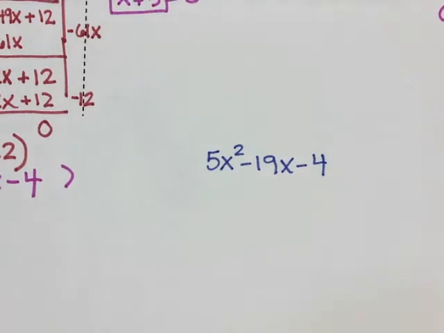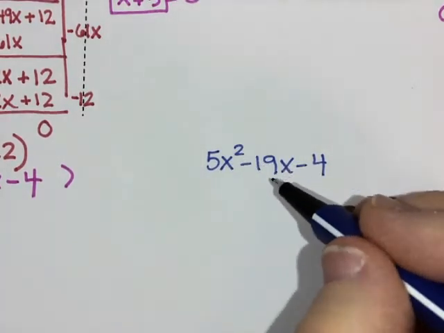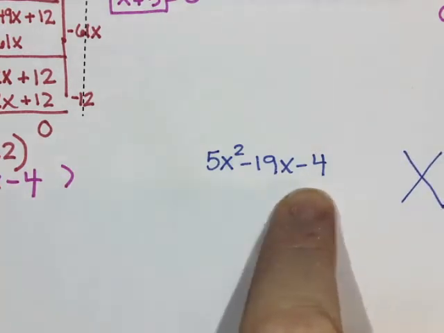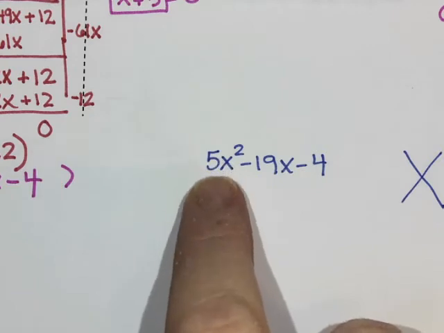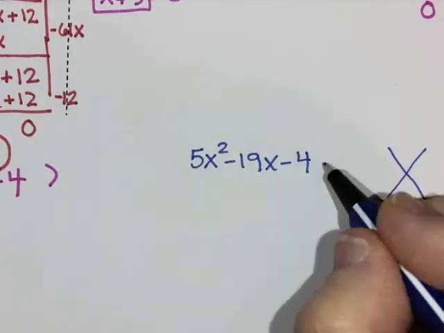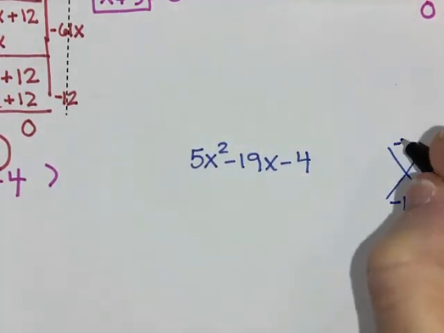It has 3 terms, follows the pattern x squared, x, and a number. So I should be able to use some decomposition. It does not have a common factor, and I can't use the shortcut because there's a 5 in front. So I'm looking for 2 numbers that add to negative 19 and multiply to the same as 5 and negative 4, which is negative 20.